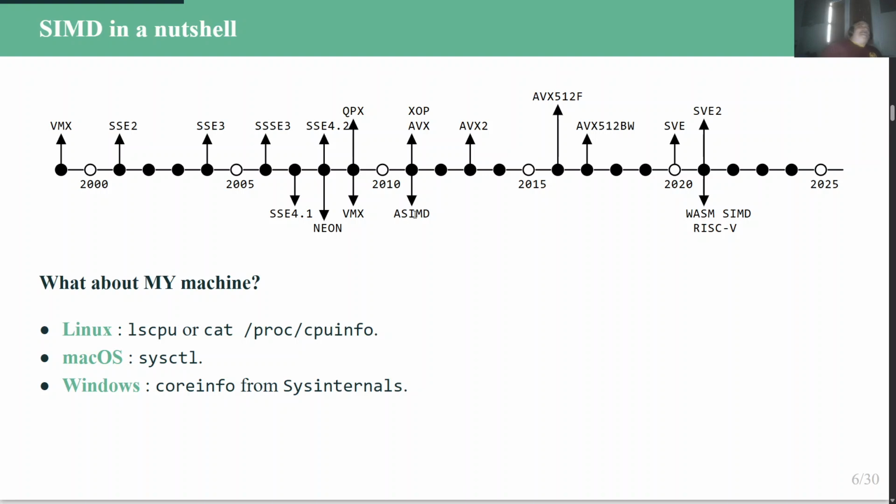And at the same time, we got new things like SIMD for WASM. So you can have SIMD in your browser now. And RISC-V, which is a big new thing right now, that is very similar to SVE and AVX 512.